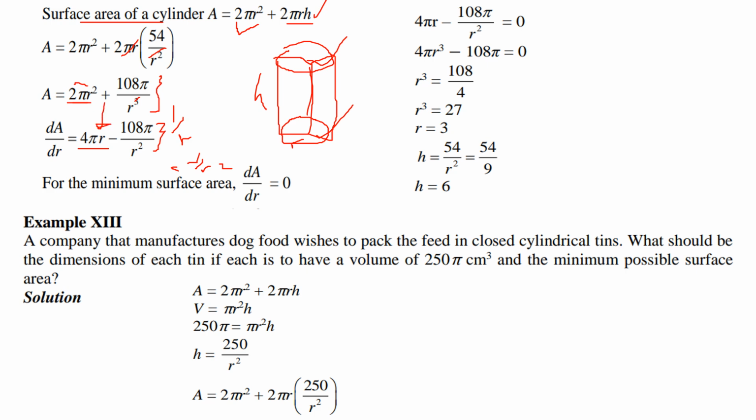So after finding the derivative, we say that for the surface area to be minimum, the first derivative must be equal to 0. So equate this expression to 0, and we find a way of making r the subject. We are going to do that, first of all, by multiplying through by r squared so that we get rid of the denominators. Multiplying through by r squared, you end up with 4 pi r cubed minus 108 pi being equal to 0.